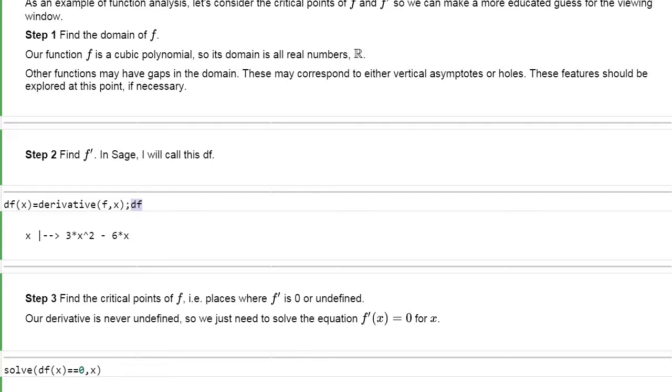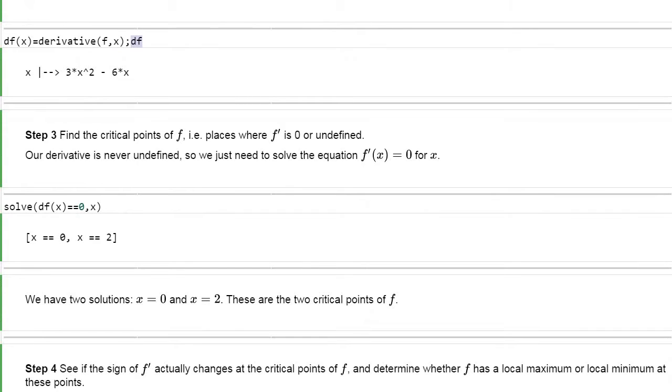In step 3, I want to find out where f prime is 0 or undefined. So I need to know the domain of f prime. And there's no issue here. It's domain all real numbers. But it is possible for the domain of f prime to be smaller than the domain of the original f. So we need to check that.